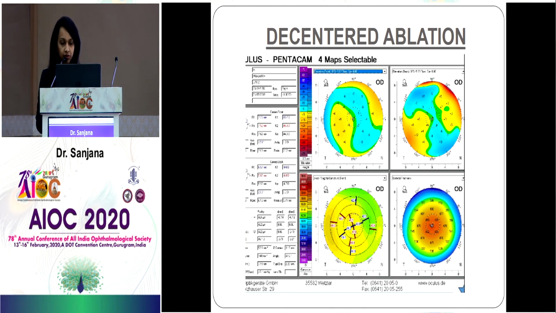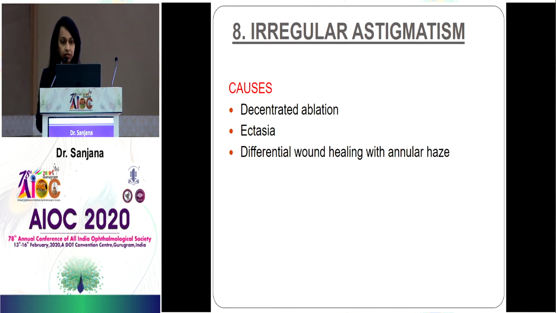So usually when we do a Pentagram, this is how the decentered ablation would look, wherein we see that it's slightly decentered here. So this can usually give rise to some irregular astigmatism, and the visual acuity might be affected. The next thing is again irregular astigmatism, which can happen because of decentered ablation, or sometimes if postoperatively they develop ectasia, and if there is any differential wound healing because of annular haze.